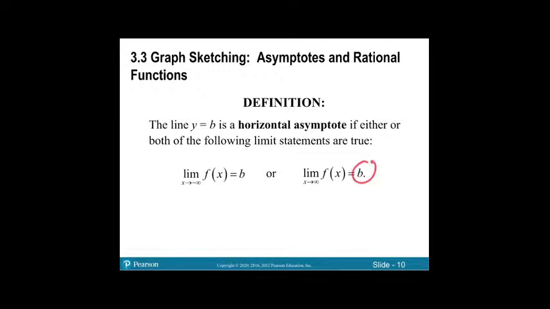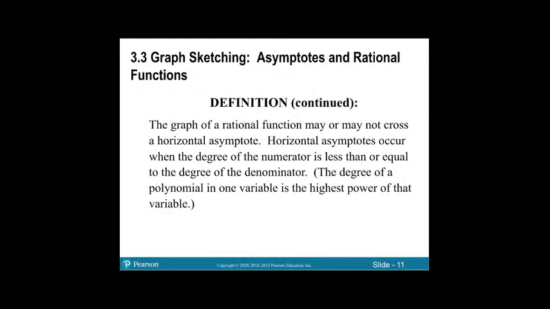Okay, let me see how they develop it. So the graph of a rational function may or may not cross the horizontal asymptote. The horizontal asymptote occurs when the degree of the numerator is less than or equal to the degree of the denominator. The degree of the polynomial in one variable is the highest power of that variable, right? So if we have one polynomial over another, we're going to have a horizontal asymptote if the degree of the numerator is less than or equal to the degree of the denominator.